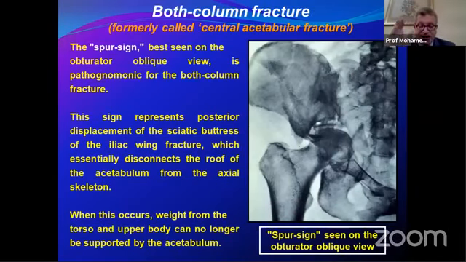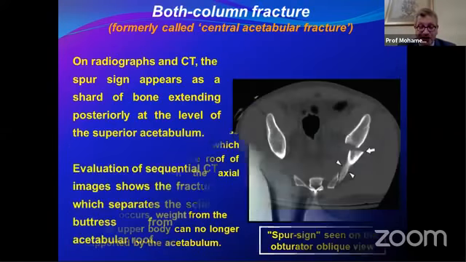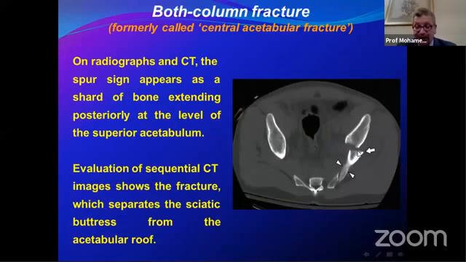This sign represents posterior displacement of the sciatic buttress of the iliac wing fracture, which essentially disconnects the roof of the acetabulum from the axial skeleton. When this occurs, weight from the torso and upper body can no longer be supported by the acetabulum. This is the spur sign.